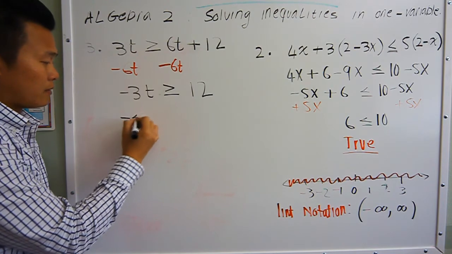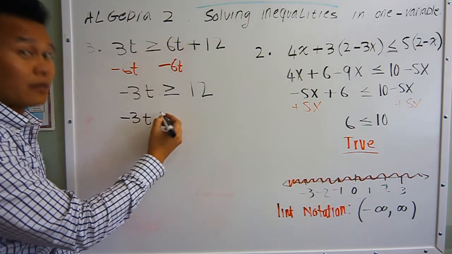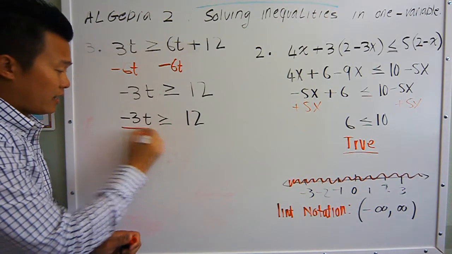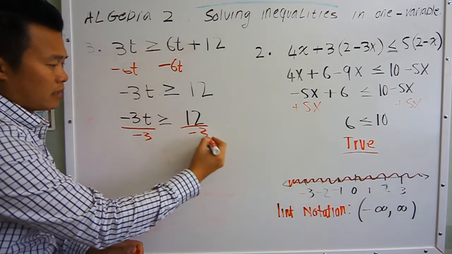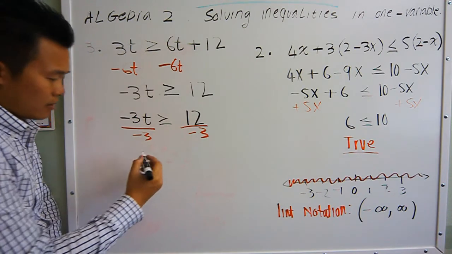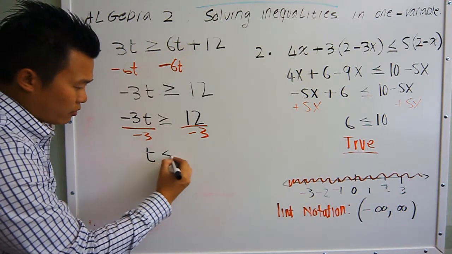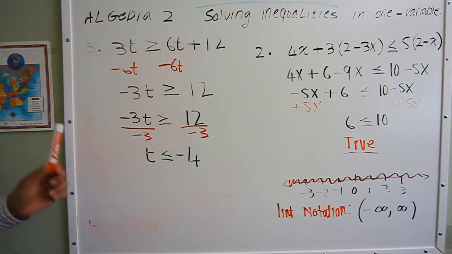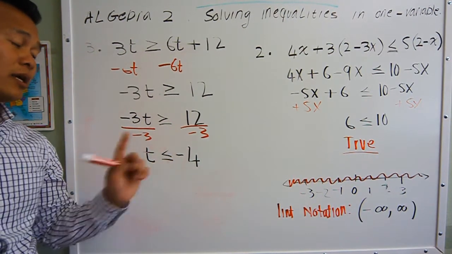Okay. Did you remember to flip the inequality? Okay, so when you divide by negative 3, flip the inequality, because whenever you multiply or divide by a negative, you must flip the inequality. Alright, so there you go. The solution is t is less than or equal to negative 4.